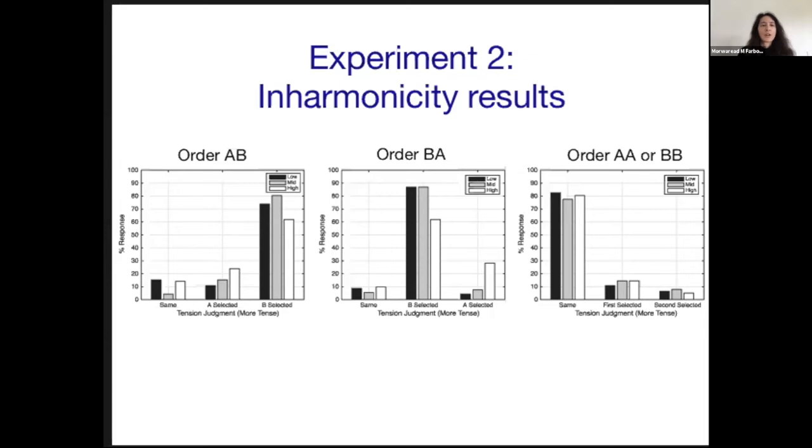So here are the results for inharmonicity. You have the 3 different figures for the order of the stimuli presented. So state A to B, B to A, AA or BB repeated, response percentages based on whether subjects chose same, that A was more tense or that B was more tense. And also you can see the different colored bars in this case represent the pitch register as opposed to duration from experiment 1. Okay, so if there was any real difference in response due to pitch register, perhaps I would say the highest register resulted in slightly less agreement.